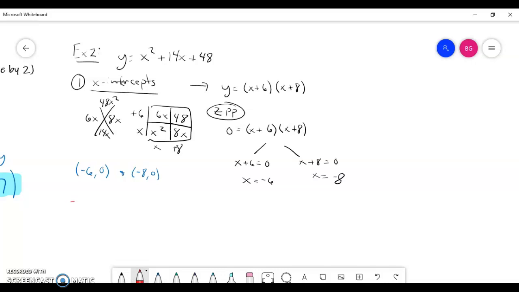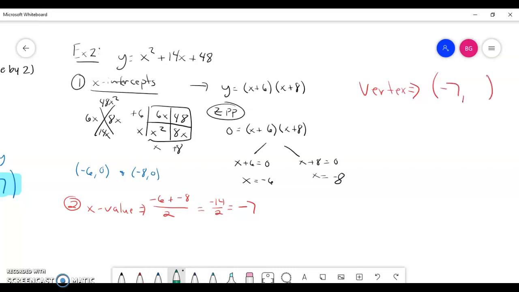So step 2 is average the x-intercepts to find the x value for the vertex. To get the x value of our vertex, we're going to add them together, negative 6 plus negative 8, and divide by 2. When you do that, you get negative 14 over 2, which means your x value for your vertex is negative 7. So I'm going to say vertex equals, my coordinate is going to be x comma y, so negative 7 is my x.